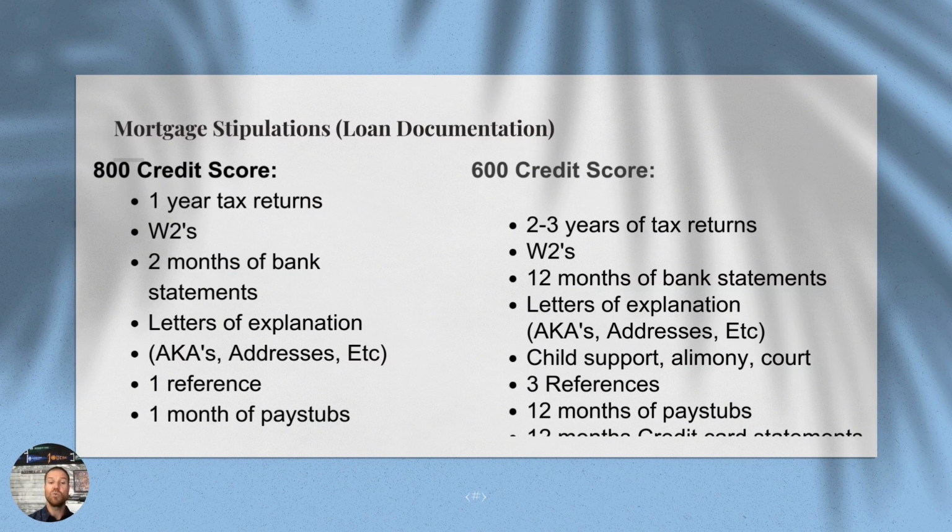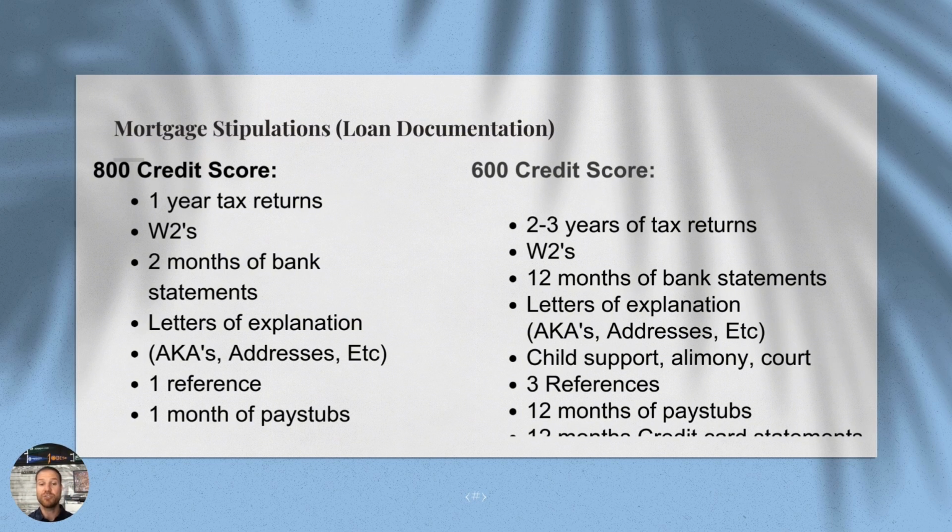This gives you an idea as to what loan documentation looks like for someone with good credit versus bad credit, similar to what we discussed in the credit union unit. The different scenarios are somebody with an 800 credit score versus somebody with a 600 credit score. If you've got an 800 credit score, the mortgage lender will ask you for a year of tax returns, your W-2s, which we talk about in our tax unit coming up, 2 months of bank statements, sometimes one, and letters of explanation for anything goofy showing up on your credit report. If you have any different aliases or names, spellings on your credit report, or weird address configurations, they may ask for that. Maybe a reference, as well as a month of pay stubs to see your year-to-date income, as we discussed in Unit 2 pay stubs.